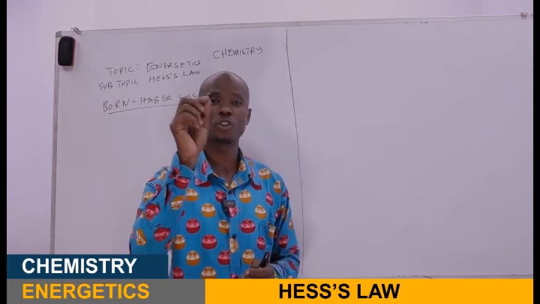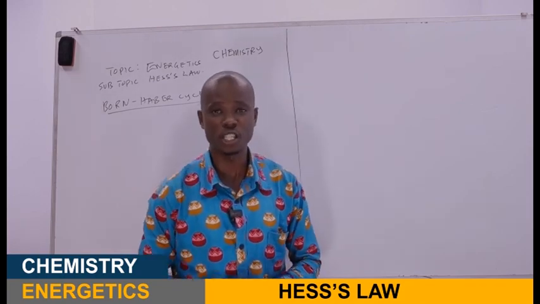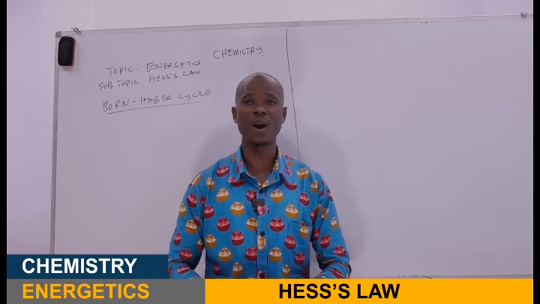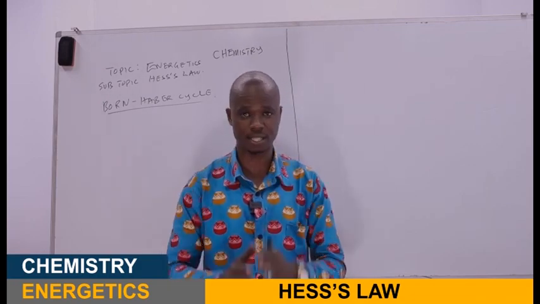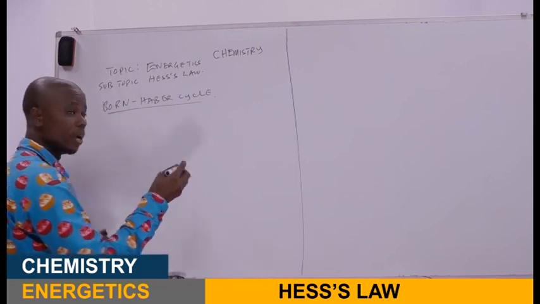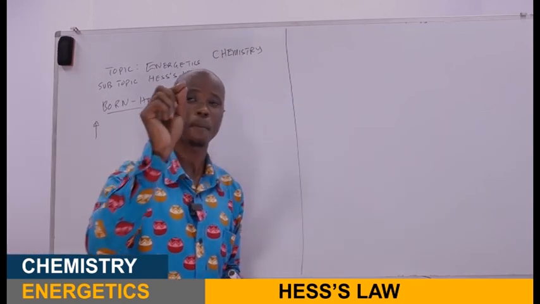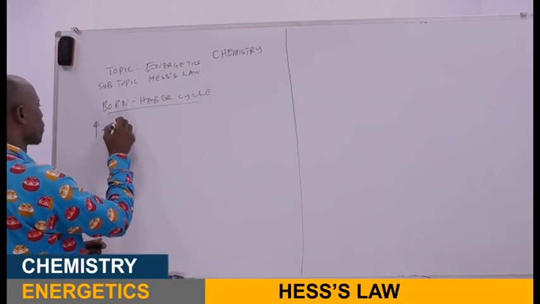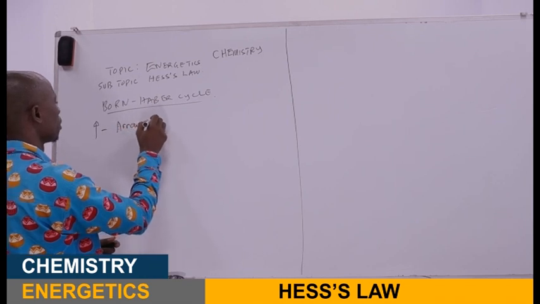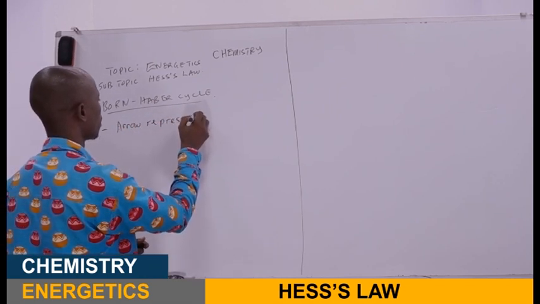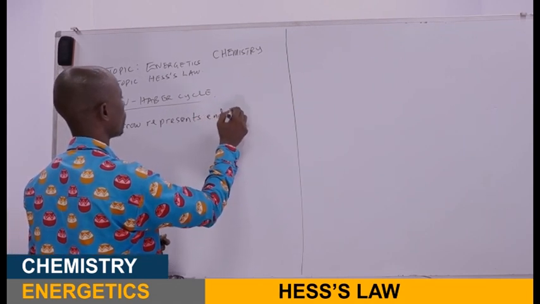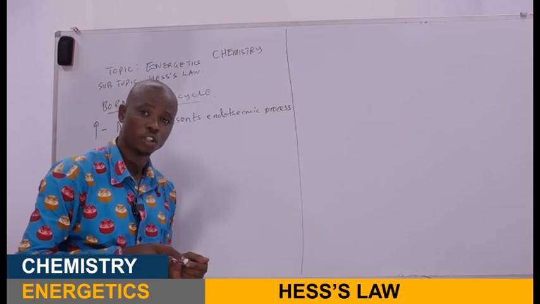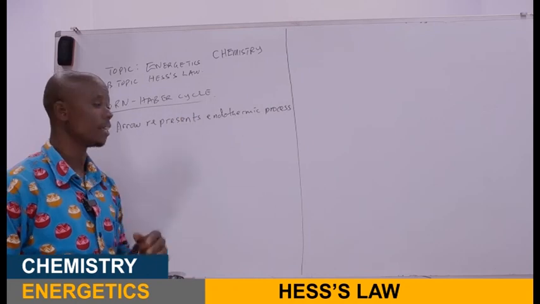But before you draw the Born-Haber cycle, there are very important things for you to remember. There are arrows. Before we go to the examples, I want to give some skills. What do the arrows in that cycle represent? Now, we have this arrow. The arrow which is pointing upward represents an endothermic process. So the arrow which is pointing upward represents the endothermic process.